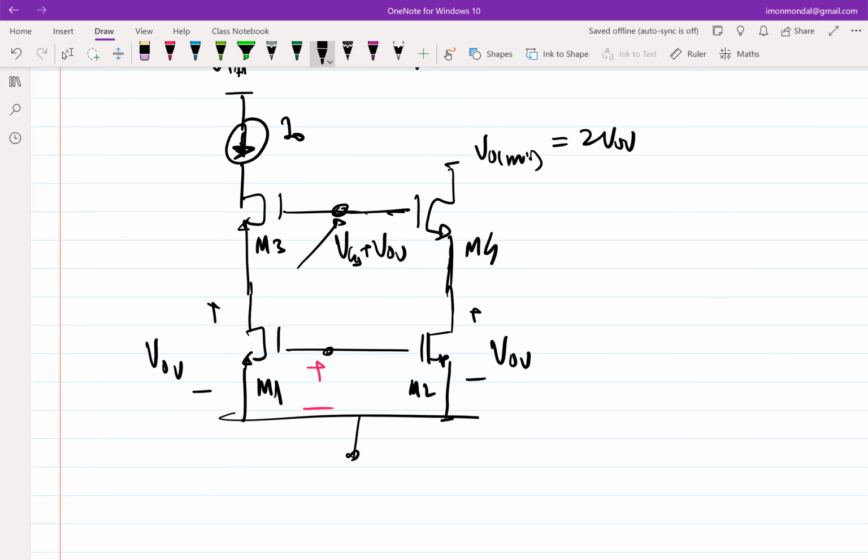So fine, if the drain of M3 is increasing, what information is it giving you? The lower circuit is not working. Okay, so what should I do to M1? Should I increase the strength of M1 or reduce the strength of M1 if the drain of M3 is increasing? I need to increase the strength of M1. How do I increase the strength of M1 without changing W by L?